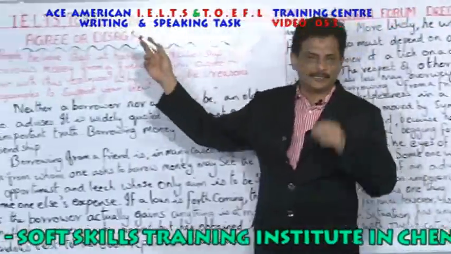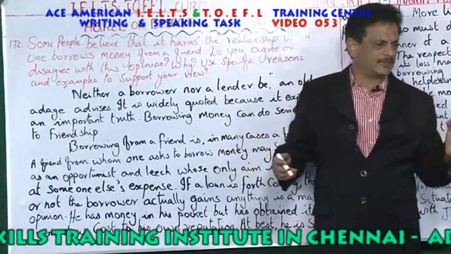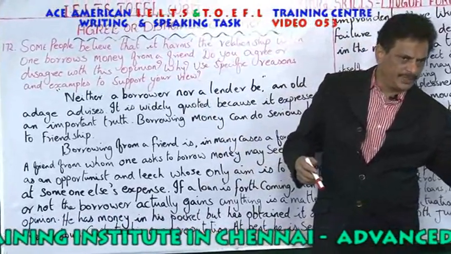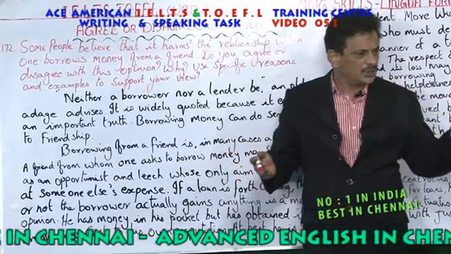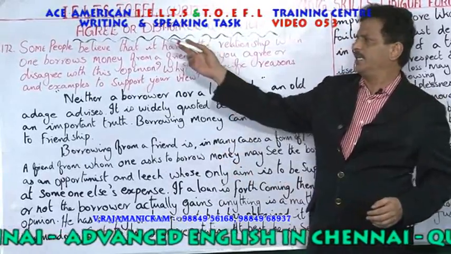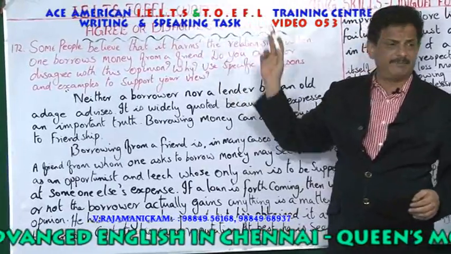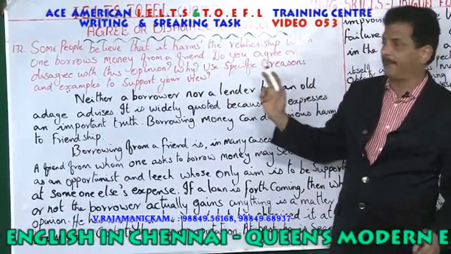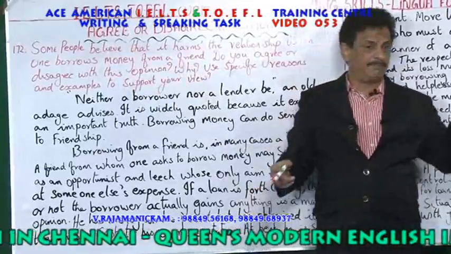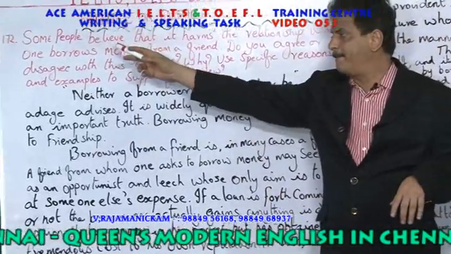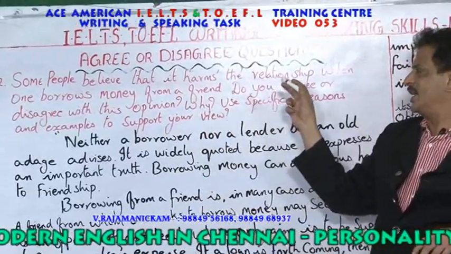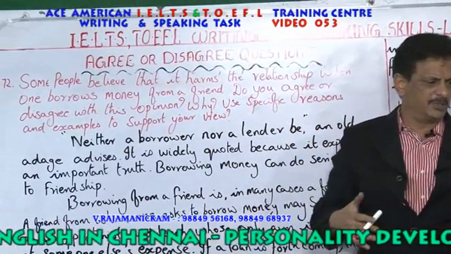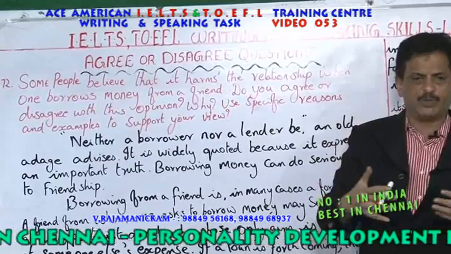In IELTS and TOEFL, in the IELTS writing task, you have to write almost around 250 words. For speaking, if you get a task, you have to speak for almost 2 minutes. So here is an agree or disagree type question. See the question clearly. Some people, not every person, some people believe that it harms the relationship. Relationship means what? Friend and friend, husband and wife.